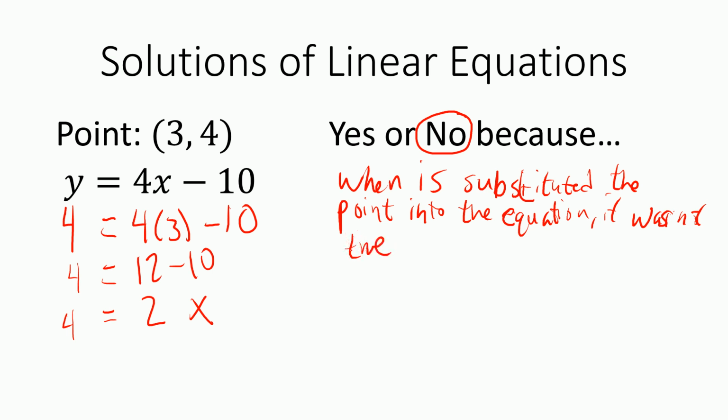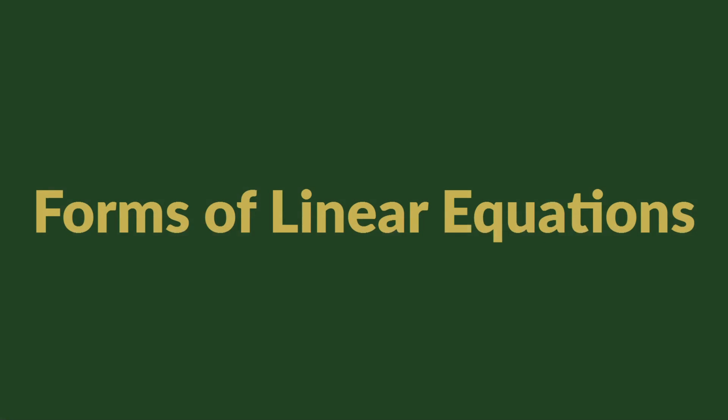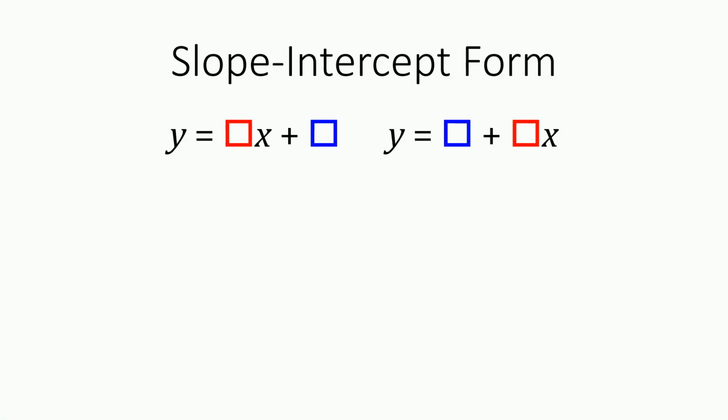So solutions will make linear equations true. They'll appear on lines of graphs, or they'll be somewhere in the table. So when it comes to linear equations, they come in two different forms. The first one that we just saw was called slope-intercept form, and it's named that because you can see the slope and the intercept just by looking at it.